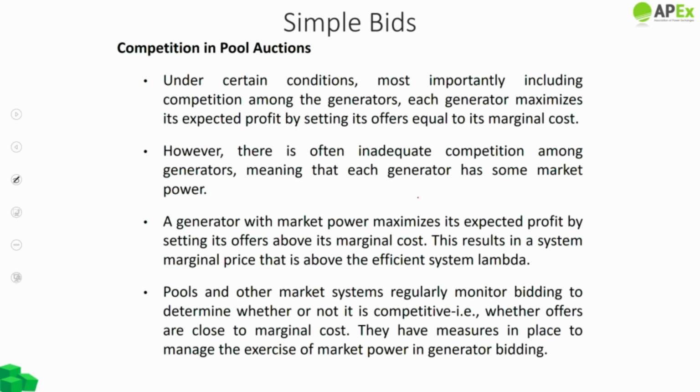However, competition is not always perfect. Some generators have the power to influence the market price. This influence is called market power. The generators with market power always maximize their profits by declaring offers higher than their true marginal cost, thus driving the market prices up. Therefore, it is necessary for the regulators and market monitors to constantly monitor if the market participants are truly competitive and propose measures to mitigate the exercise of market power by certain generators.